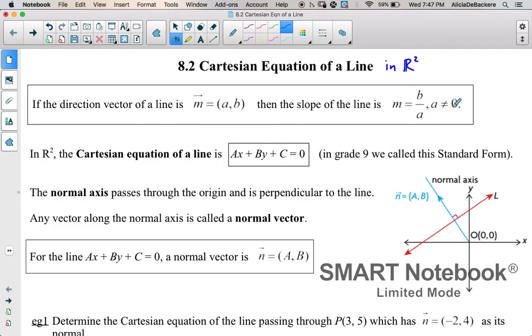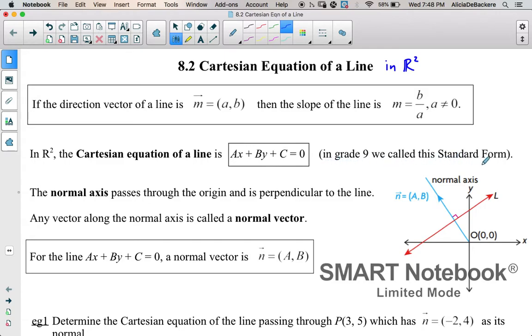For that to be the slope of the line, though, of course, a cannot equal 0. If a was equal to 0, then I would have a vertical line, and then the slope would be undefined. So in R2, the Cartesian equation of a line, so this is just a third form of the line in 2 space, is ax plus by plus c equals 0.